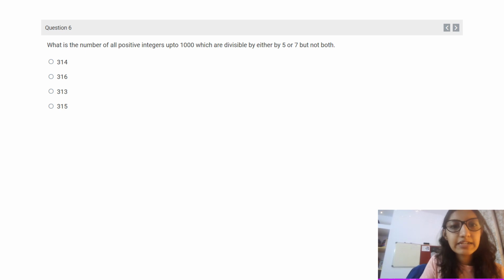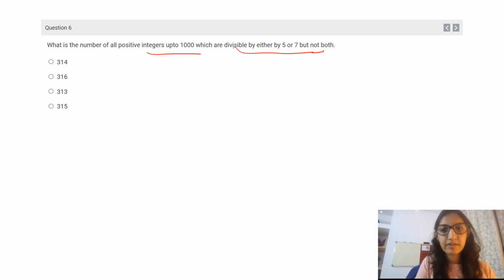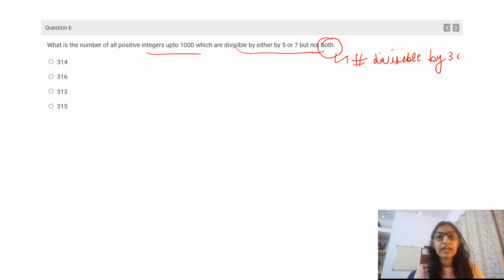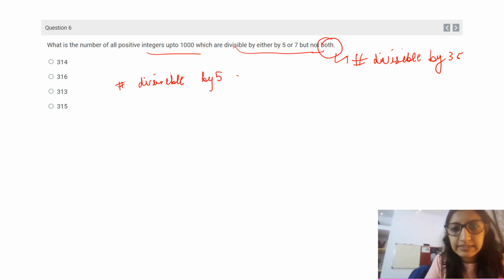For this question, we need to calculate the number of positive integers up to 1000 divisible by either of them, but not both. So both means the number has to be divisible by 35, right? Since both are prime numbers. Now I'll calculate the number of integers which are divisible by 5 up to 1000. So let's see, we can easily divide 1000 by 5, so that is 200.